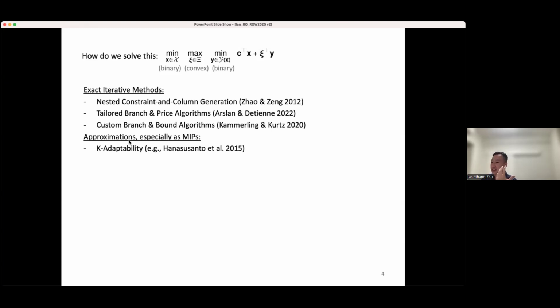Aside from exact methods, there's also approximation methods, the most popular of which are methods that you can write as mixed integer programs. K-adaptability is, I think, one of the most popular. The idea behind k-adaptability is that instead of allowing myself to choose any optimal recourse decision for any realization of uncertainty, I limit myself to k recourse decisions. And by doing this, you can actually replace this with a large mixed integer program.